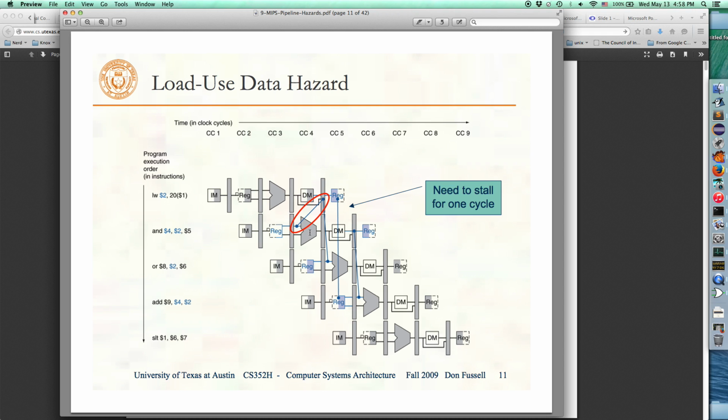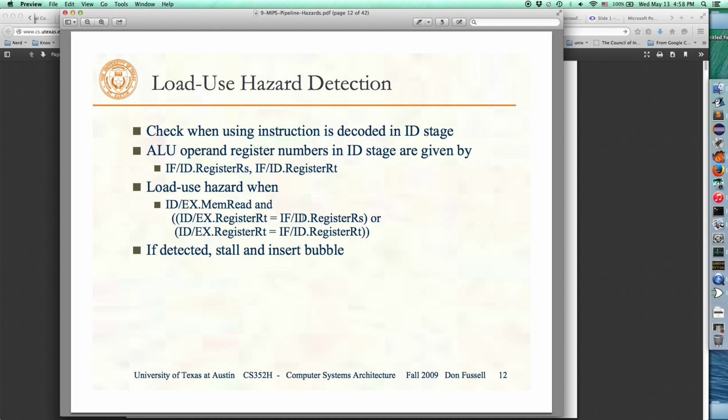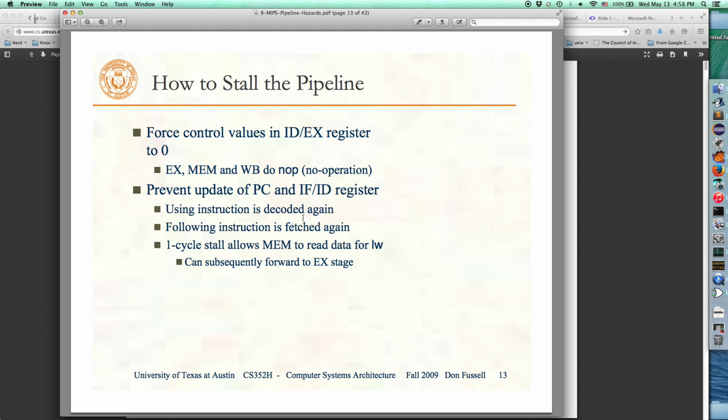In other words, the destination register that we're writing to in this load instruction is the same as one of the inputs, RS or RT, in the next instruction. We have to see that and stall the pipeline. Here we go. So here's just some logic, and here's what we'll do.